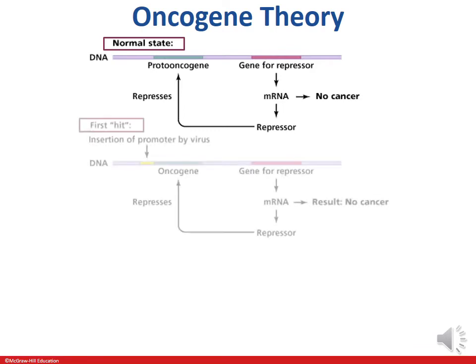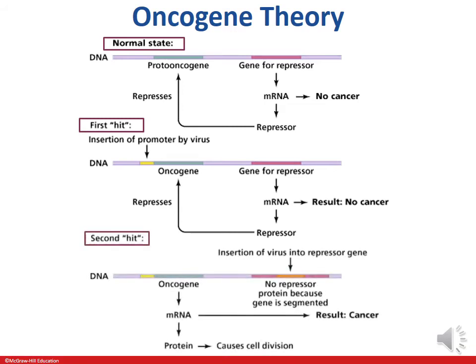If you have a hit to the DNA, so here's a virus that, for example, has inserted itself next to that proto-oncogene, and it literally converts the proto-oncogene into an oncogene. It's sort of like pushing harder on the accelerator, right? Well, as long as the brake still works, as long as the repressor gene is still intact, it will inhibit the growth of that cell and you'll still have no cancer.